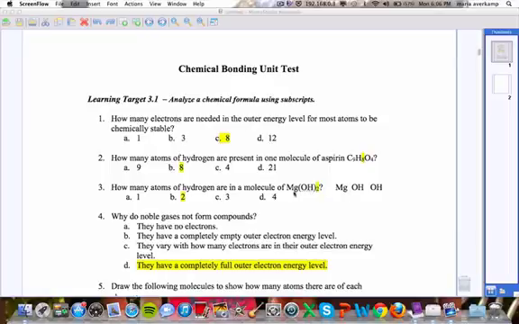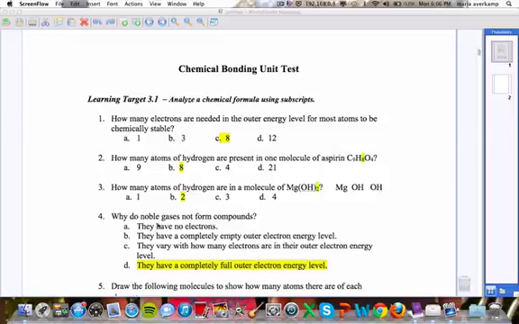So if I were to visualize this, the Mg, there's only one of them. The OH is in parentheses, so OH is going to be repeated 2 times because that outside subscript says 2. So there would be 2 separate atoms of hydrogen in that molecule.